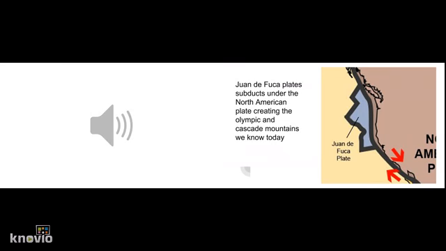In the case of Olympic National Park, you can see the Juan de Fuca plate right up against the North American plate. The Juan de Fuca plate subducts under the North American plate, creating the Olympic and Cascade Mountains we know today. So the plates that we saw subducting underneath each other were the Juan de Fuca plate going underneath the North American plate, and that created the mountains we know as the Olympic and Cascade Mountains today, which we looked at just a bit earlier.